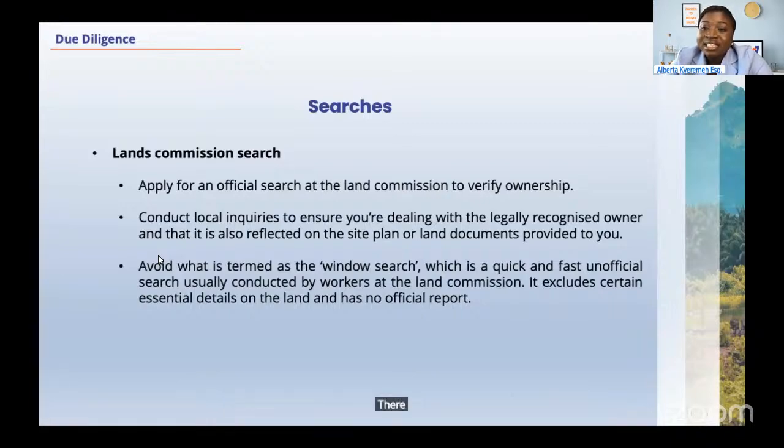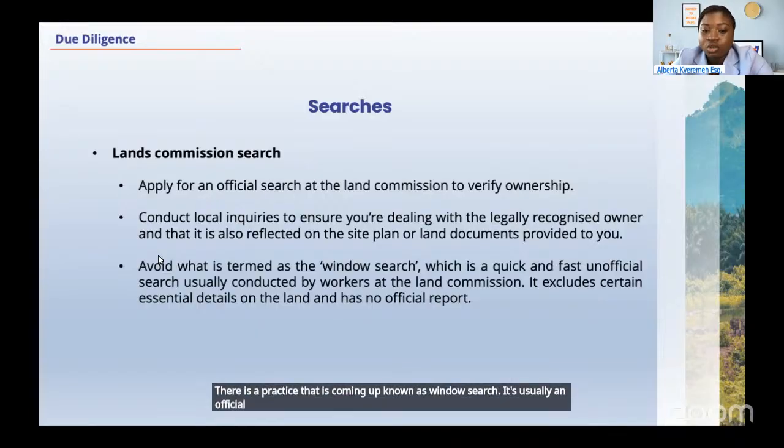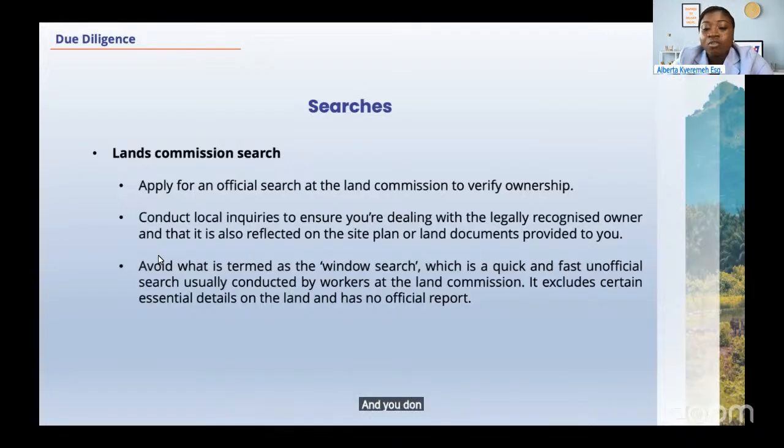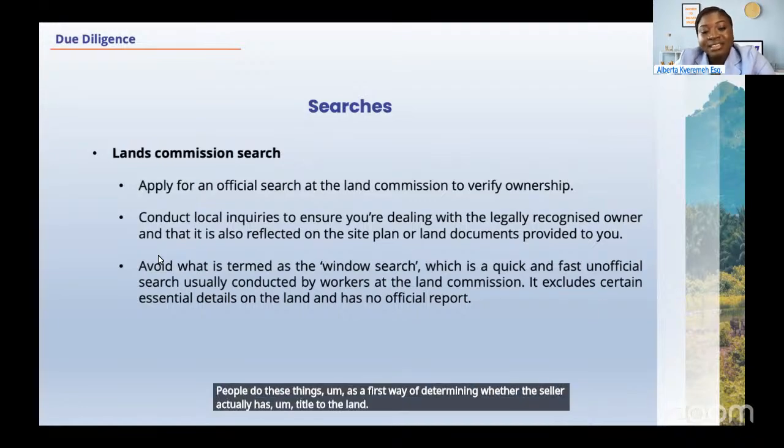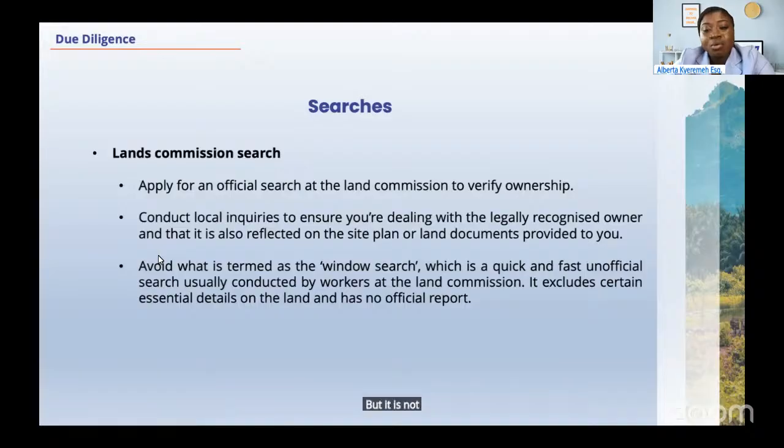There is a practice that is coming up known as window search. It's usually an unofficial search at the Lands Commission. It is very quick and it's usually conducted unofficially by some workers at Lands Commission, and you don't get official reports of the search that you conducted. People do these things as a fast way of determining whether their seller actually has title to the land. But it is not an advisable practice.